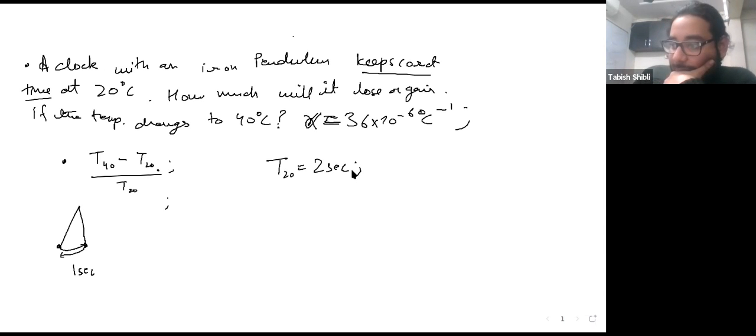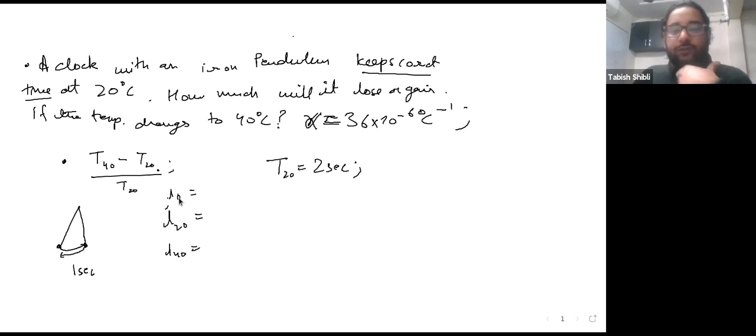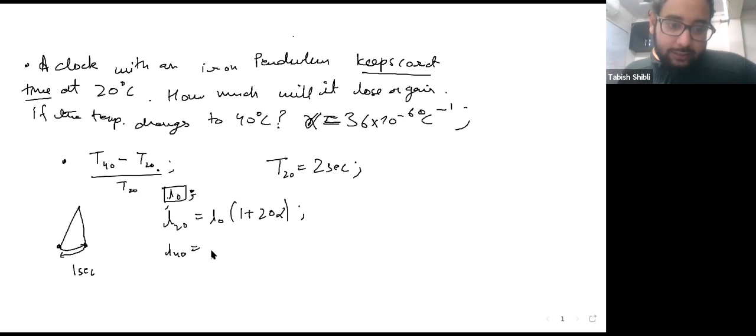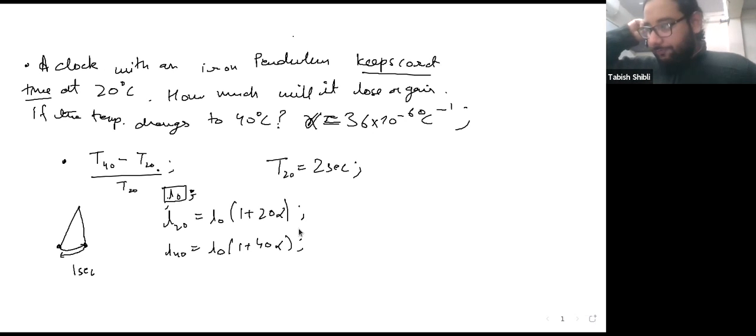Okay. Now what about length? Well, length at 20 जो है वो इनिशियली है. Let's take a baseline, L at 0 degrees Celsius जो है वो L नॉट है. So L20 is L naught times 1 plus 20 alpha, and L40 is L naught times 1 plus 40 alpha. Okay, makes sense.